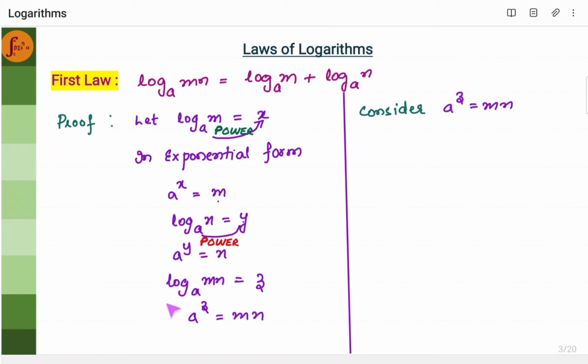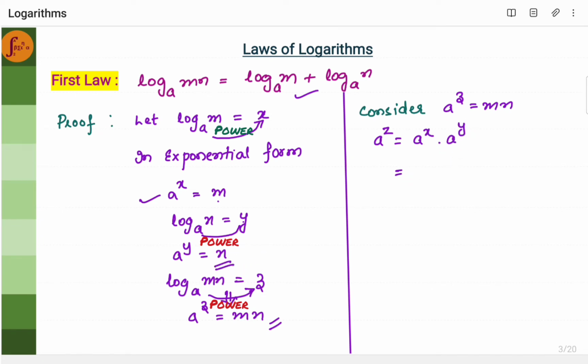Now, let's assume that log mn to the base a is z. Again, we'll write it in exponent form. A to the power z is equal to mn. Now, we'll take this last statement, a to the power z is equal to mn, and using it we'll derive this particular law. A to the power z, what is m? We assumed m as a to the power x. What is n? We assumed n as a to the power y.